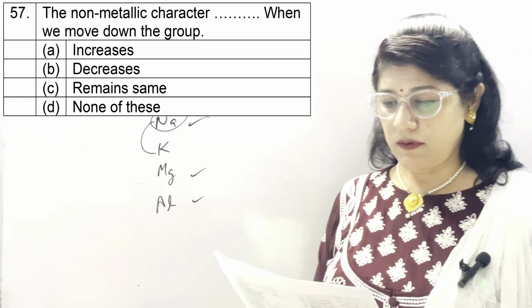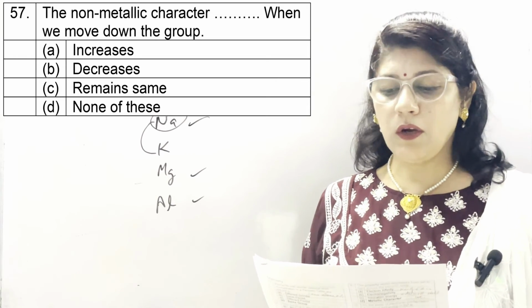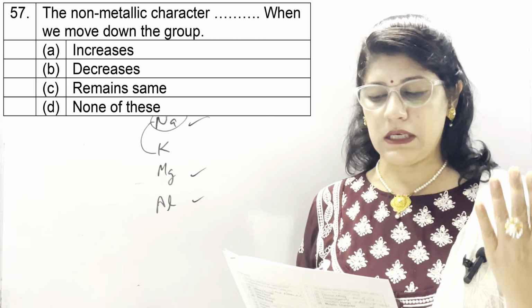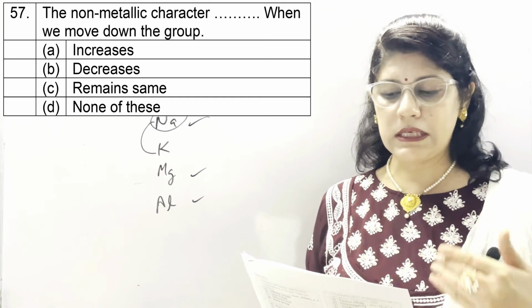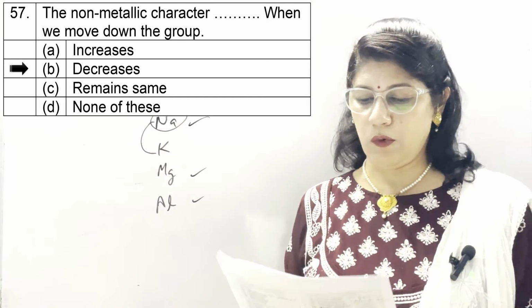Question number 57. The non-metallic character dash when we go down the group. A increases, B decreases, C remain the same and D none of these. So due to increase in size, non-metallic character decreases when we move down the group.